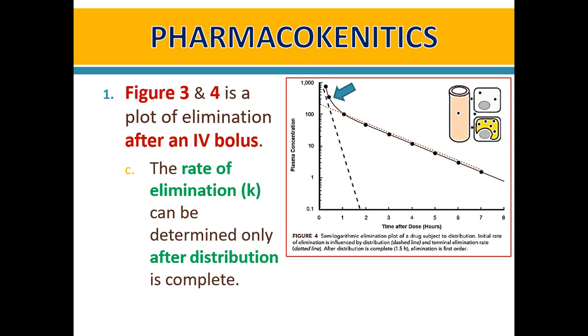So since there is a rapid rate of decrease in the first hour of administration, the rate of elimination can only be determined after the distribution has been completed. So that's when we usually determine the concentration of the circulating free drug.